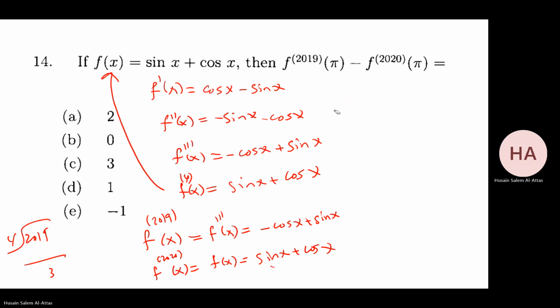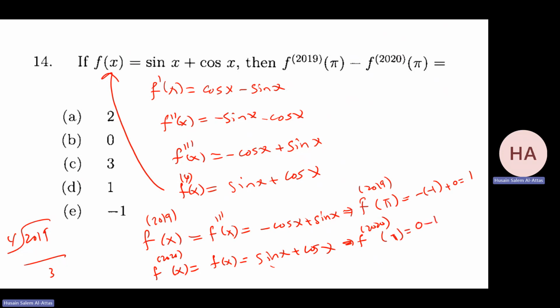يعني هذا معناها f 2019 at pi ايش حتصير؟ minus 1 plus 0 تصير 1. هذه معناها f 2020 at pi حتصير 0 minus 1 هي minus 1. صار 1 minus 1 اللي هو 2.